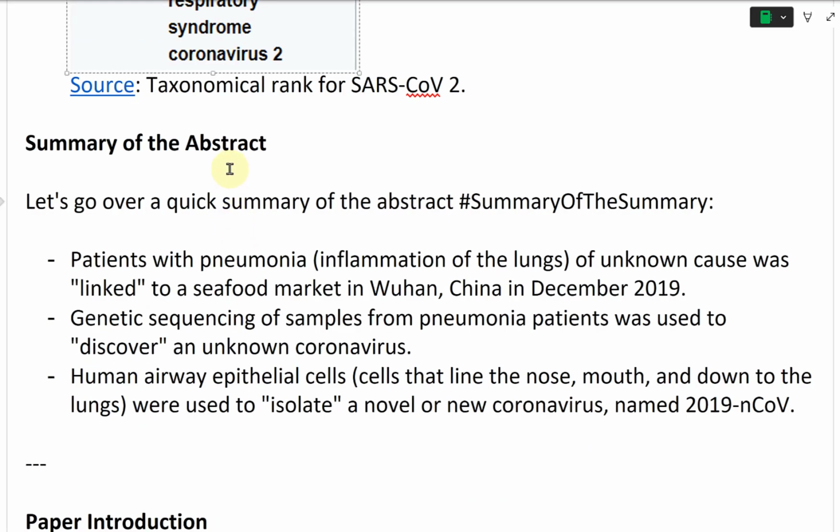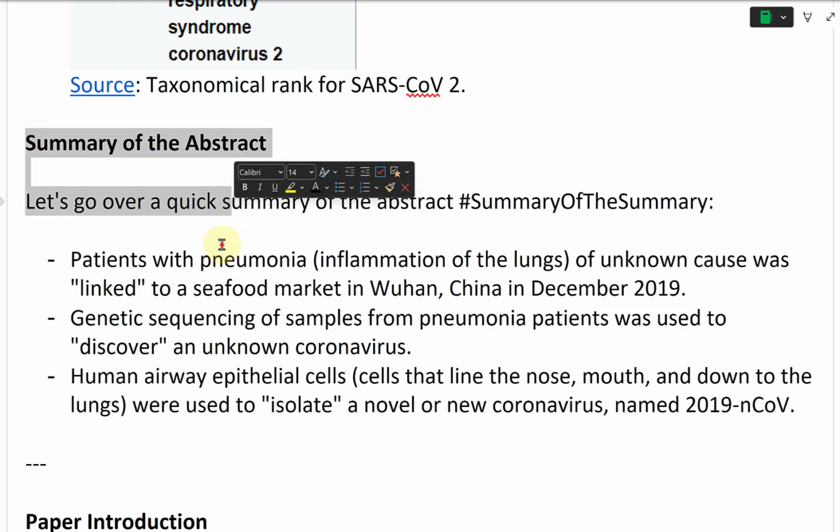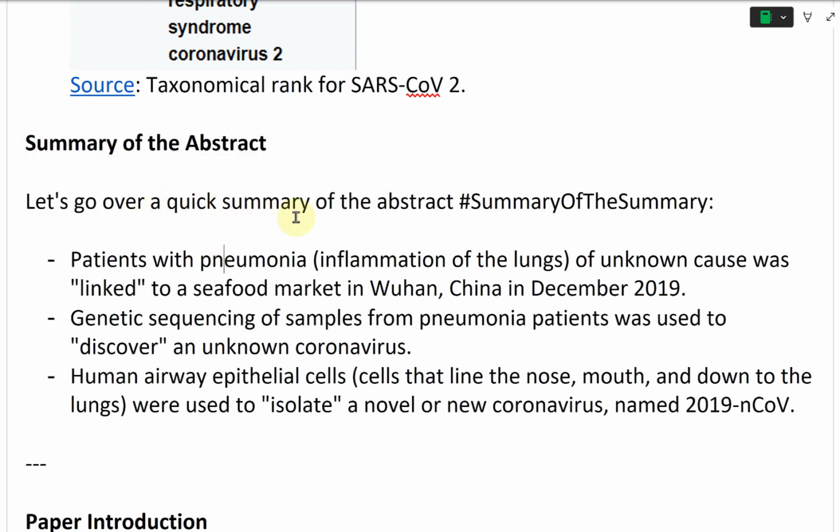All right, so that was the abstract. Now let's just summarize it quickly. Again, the main idea of this paper, or this video that I'm reviewing, is going to be on the virus isolation, but I wanted to go through the entire paper in detail first. So, a summary of the abstract. Let's go over a quick summary of the abstract.